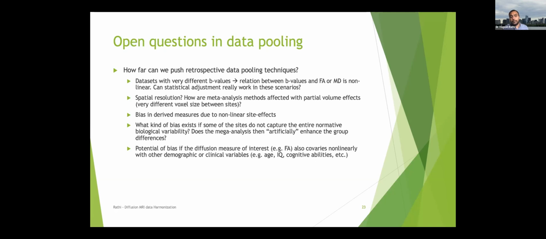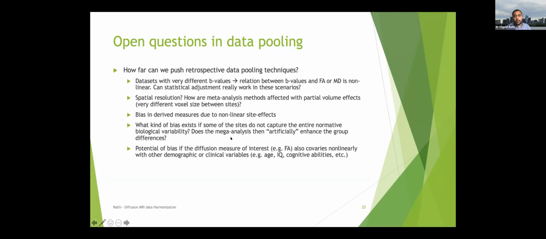Can any statistical adjustment really work in these scenarios, linear ones? Because your partial volume effects will be very nonlinear, and also FA would be a very nonlinear function of the B value. And if you're just directly using FA, how do you say that you're only capturing site effects? Spatial resolution, again, the same story goes. There could be other types of biases.